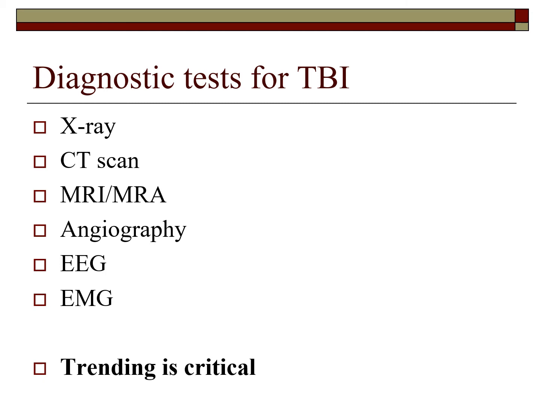Then we have EEG and EMG. EEG is electroencephalogram, and that is, quote, brain waves. So we're looking at the intrinsic electrical activity of the brain cells. And then EMG is electromyography, which is more related to spinal cord injuries, but for brain injuries too, we can see if there is paralysis, if the muscles and the extremities are affected. And trending is important to see if things are getting worse and your patient is getting more acute.